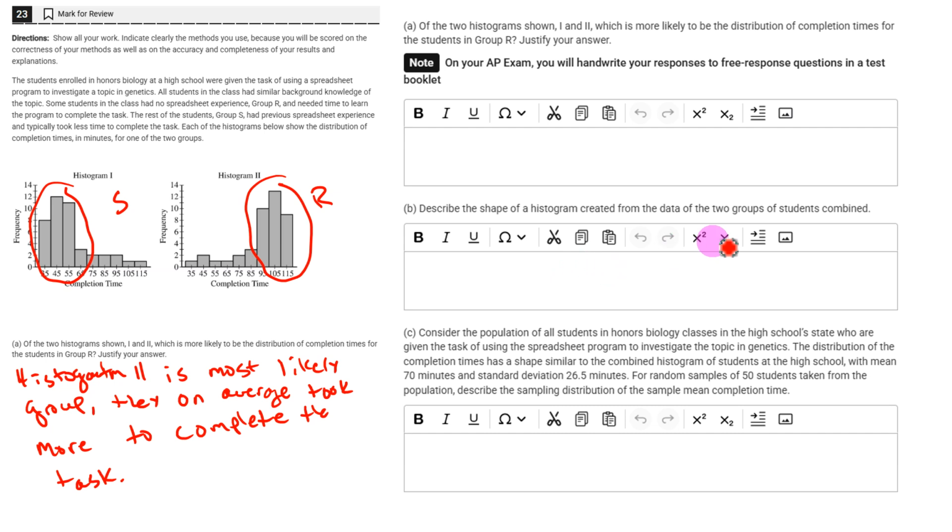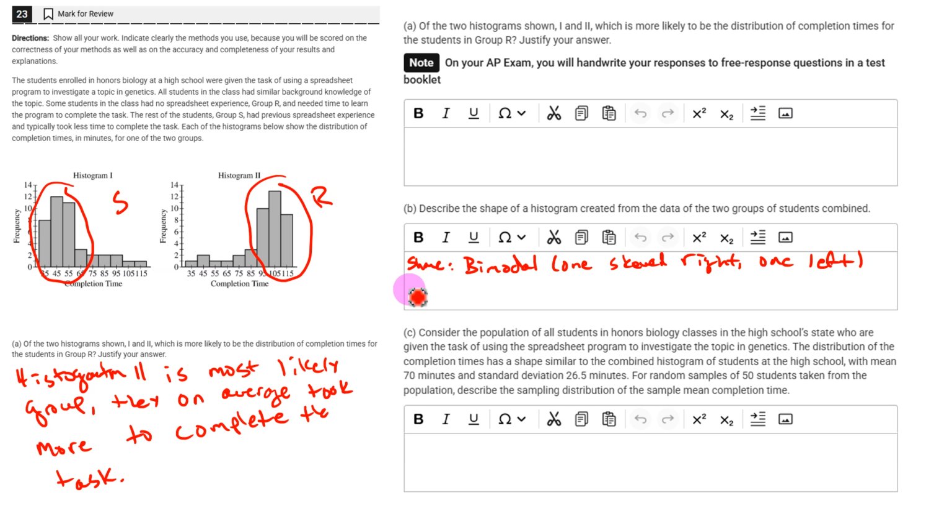Okay, part B. Describe the shape of the histogram of the two groups of students combined. When we're combining two skewed groups, we're not told anything about sample sizes or anything like that yet. You end up with a bimodal. So the shape would be bimodal. One skewed right, one left combines to a bimodal.